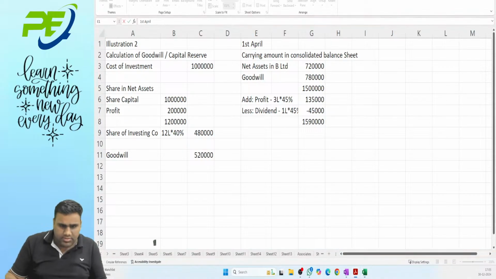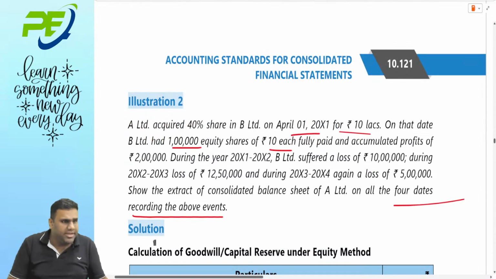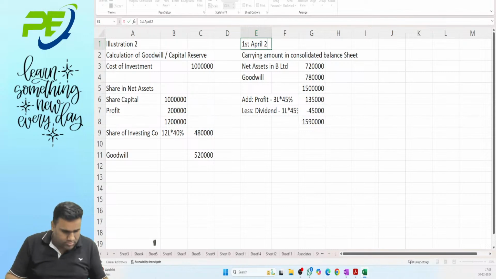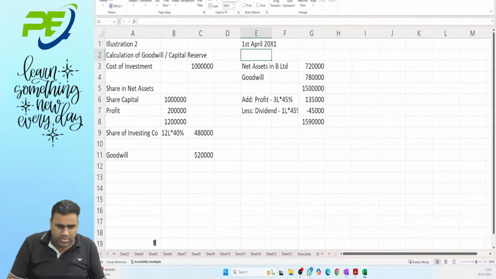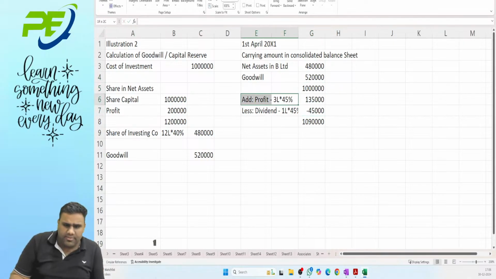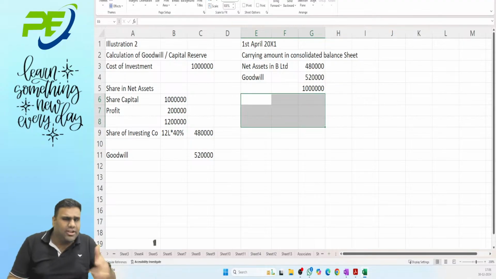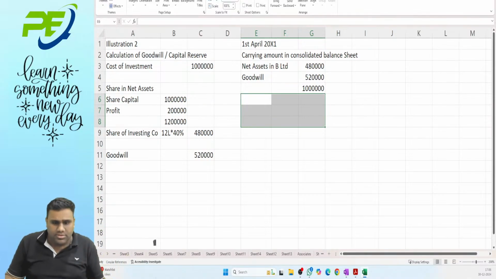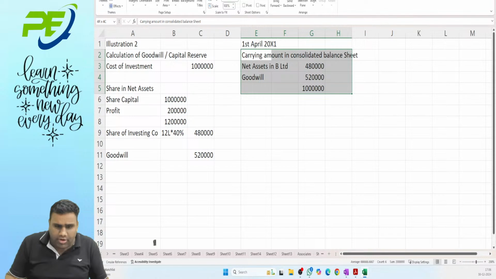1st April 20x1. Net assets in B Limited 4 lakh 80, goodwill 5 lakh 20, total 10 lakhs. Everyone, that's all. The rest will come on the balance sheet date. Can I continue? So now the carrying amount on 1st April is done. Now 31st March 20x2.